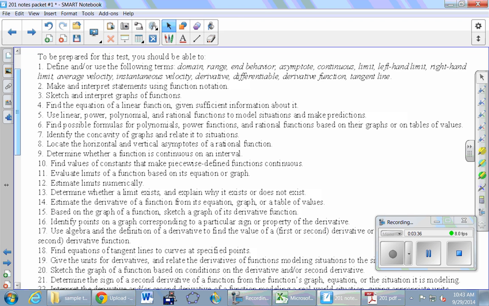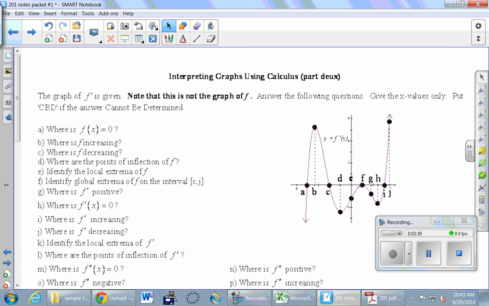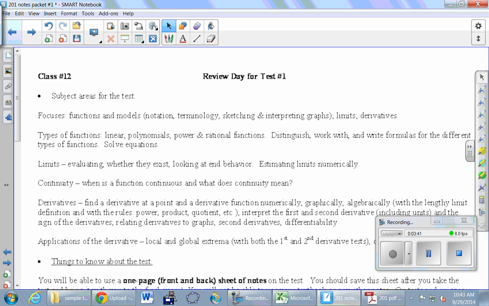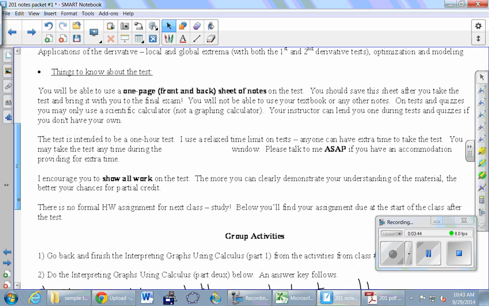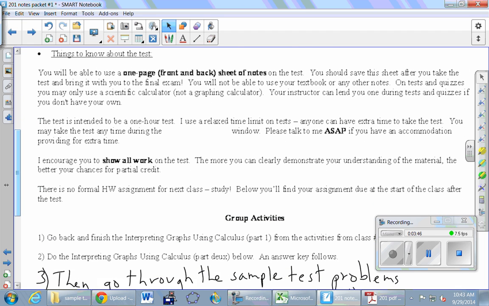We're not going to go through this list right now, but I wanted to make sure you knew it was there. So back on page 70, here in the middle, some things to know about the test.